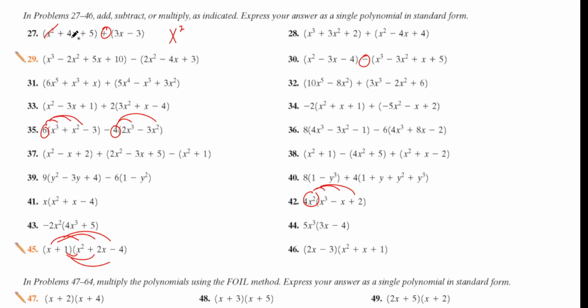I got a 4x. Are there any other x's? Yeah, the 3x. 4x plus 3x is 7x. I'm done with the x's. And now I'm just left with regular numbers. I got a plus 5 and I got a minus 3. I just add those up. What's 5 minus 3? 2. It's positive, so I put plus 2. And there you go. That's all there is to that. Should be the easiest one out of them all.